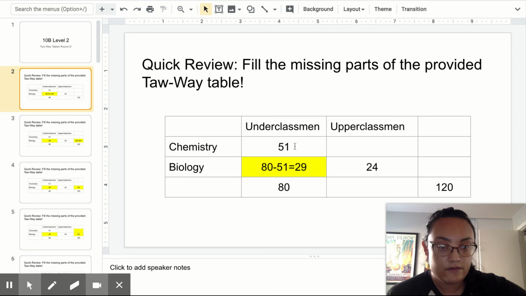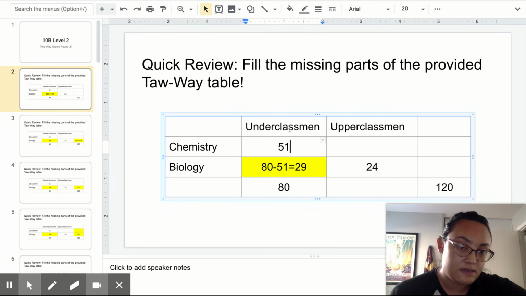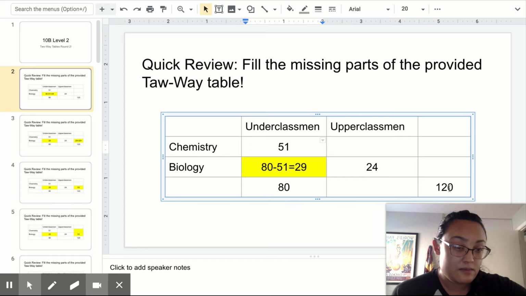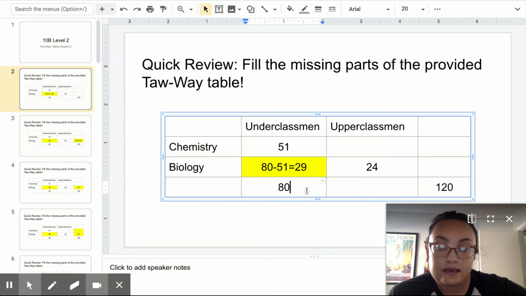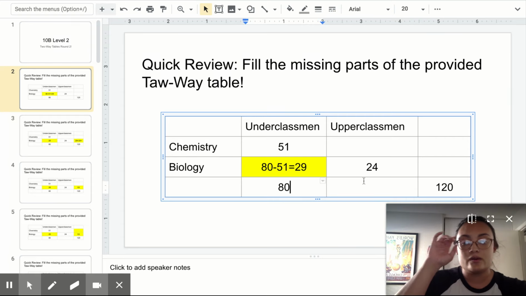If I look at this 51, what that means is that 51 students are underclassmen and also are taking chemistry. This 120 means that there are 120 students total who are being interviewed. 80 is 80 underclassmen total, and your job is to fill in the rest of this. That's just a quick review of what we did yesterday.